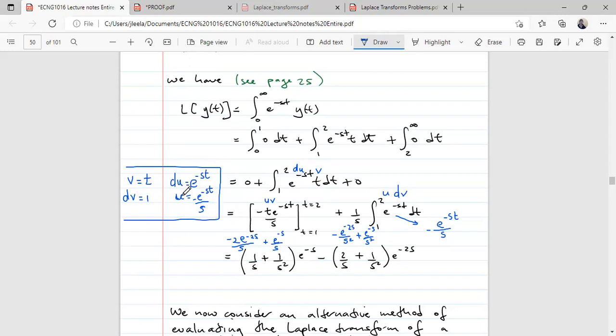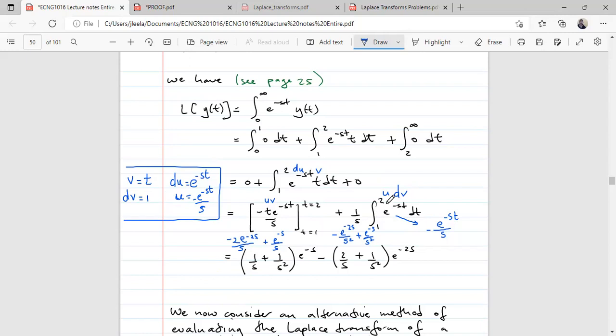So uv. So that is minus t e to the minus st over s, look at here, right? And you're taking the limits here as t equal 2 and t equal 1. And then you're subtracting u of dv, or u by dv. So that is this here, right? Minus e to the minus st over s by 1. And then you have to subtract that. So minus will be plus.